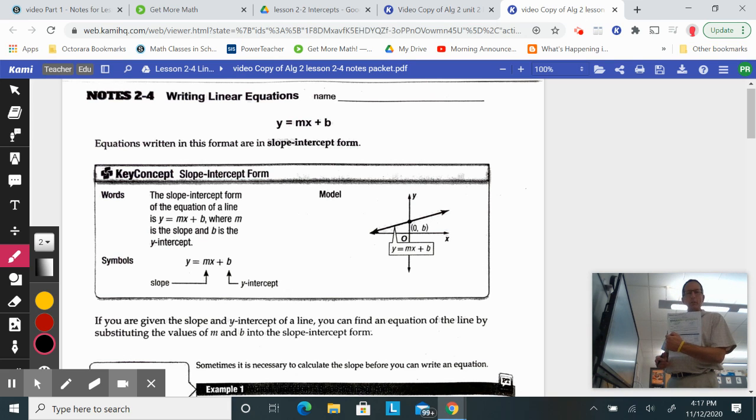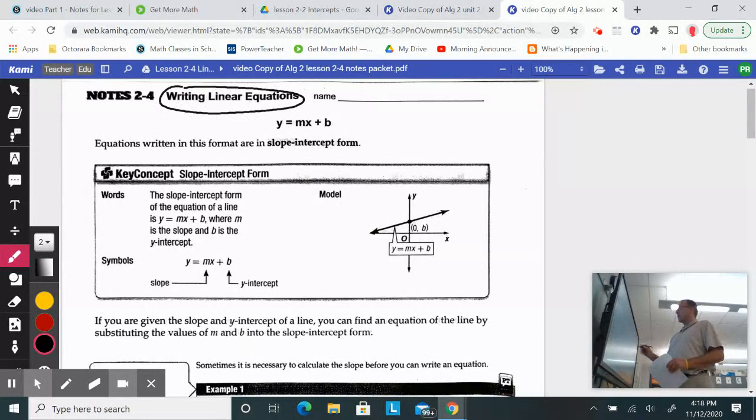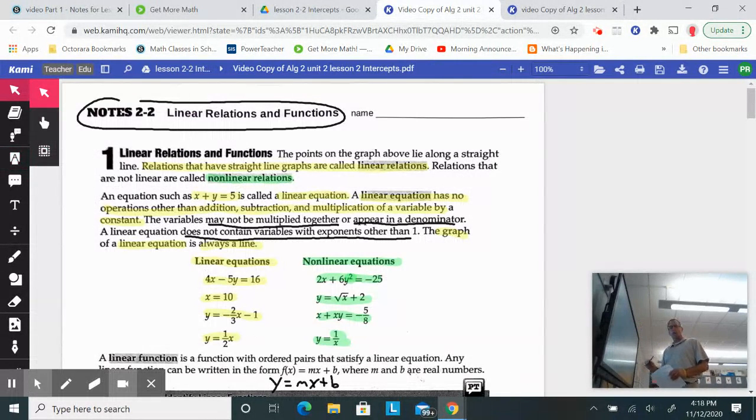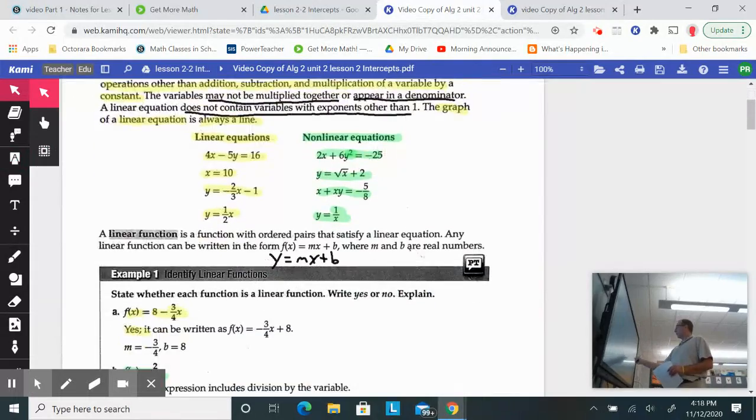We're going to take our lesson 2-4 notes packet. I'm going to create 2 videos from it. This is the first video, and this is about writing linear equations. And we already talked about one way to write linear equations back from lesson 2-2. So let me slide through here.